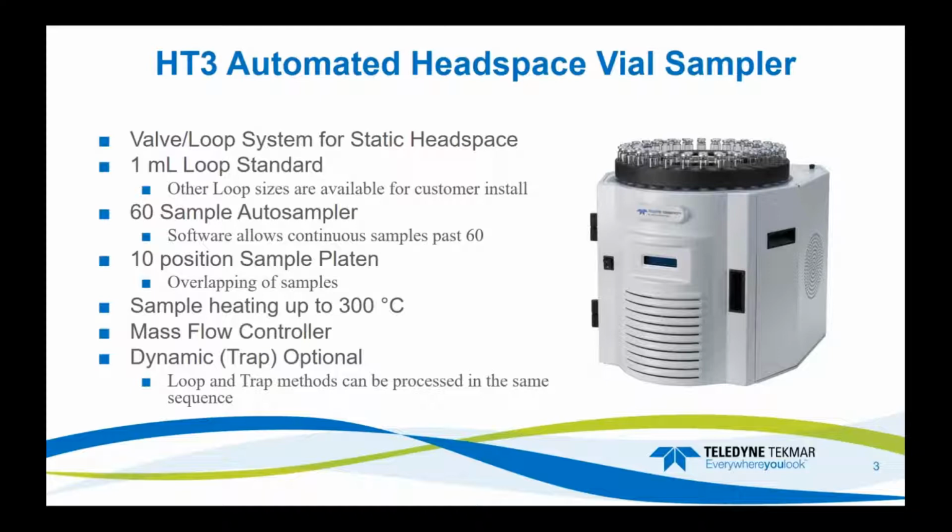That is in case you have a 30-minute equilibration time for your Headspace vial and maybe a 10-minute GC run time. You can have samples ready every 10 minutes after the first vial is injected. Samples can be heated up to 300 degrees C. It does have a mass flow controller, which allows you to regulate the flow of the gas, not just the pressure of the gas, which allows it to have the dynamic trapping option where you can actually trap materials like you would in a purge and trap, except you would just sweep the Headspace, not the sample. You can run a loop and trap method at the same time in a sequence with this software.